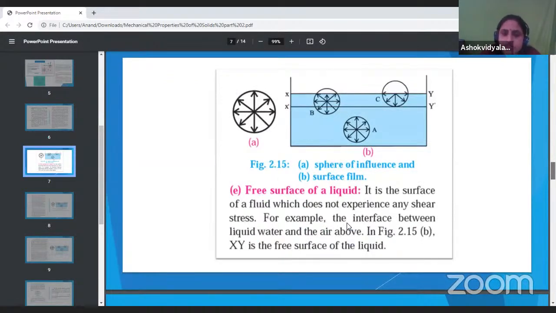Okay, now next one is the free surface of liquid. It is the surface of fluid which does not experience any shear stress. The stress is nothing but force upon area. Shearing stress is nothing but the change in shape, the force per unit area, and that is, for example, the interface between the liquid surface and the air above, that is B and XY.